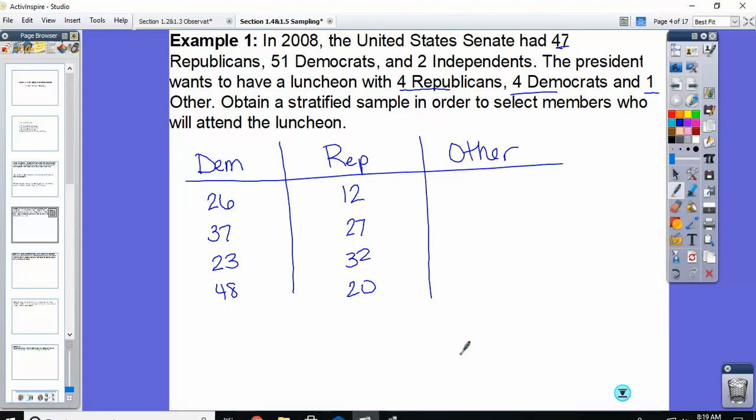If you are having any trouble with this random number generator on your calculator, please pause your video, raise your hand so I can come over and help you get it. We only have 2 independents, so it's only going to go from 1 to 2. And it tells me I want number 2, person number 2. So I just had a stratified sample. I took each group and then I randomly selected people from each individual group.